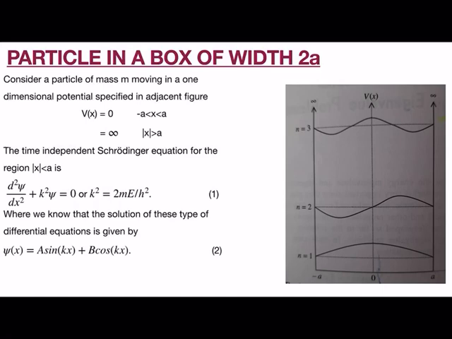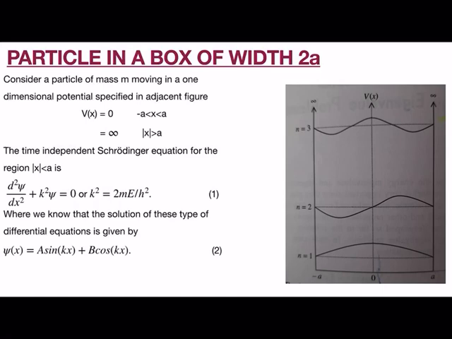So this is a symmetric potential well with infinite walls. You can see the condition of the potential is 0 from minus a to a. Minus a to a, it is 0, and otherwise, when it is less than minus a or greater than a, it is infinity. And psi is equal to 0, that is, the probability is equal to 0 at the walls.